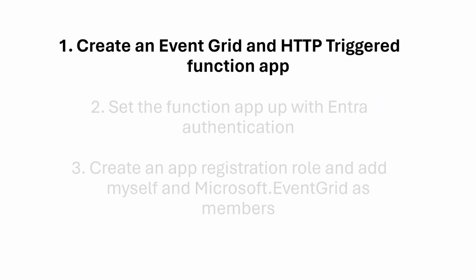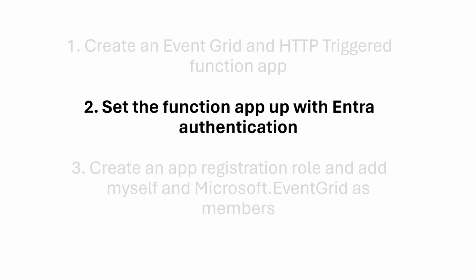Firstly, here are the steps we're going to follow to get this working. Step 1. Create an event grid and an HTTP triggered function app to receive events. Only webhook type event subscriptions can deliver events to Entra-authenticated endpoints, and I'm going to be using Entra-authentication here. So I'm making this an HTTP triggered function with authorization level anonymous. We'll take a look at the code for this later.